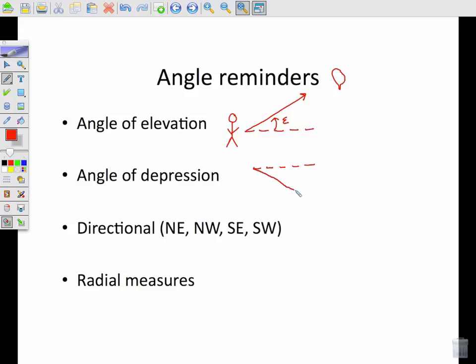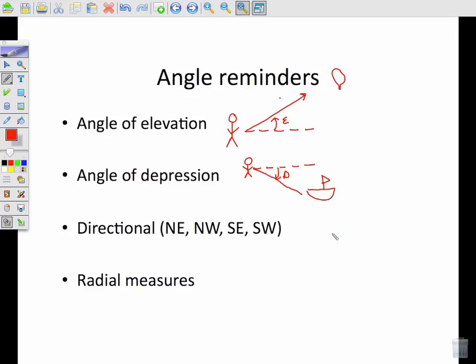Maybe an observer on a cliff looking down to a boat. So the angle of depression is going down here from the horizontal line. So your angle of elevation and depression, they always have to be part of a horizontal line.